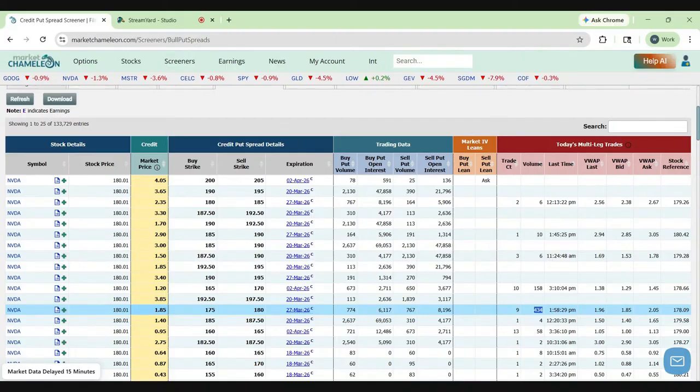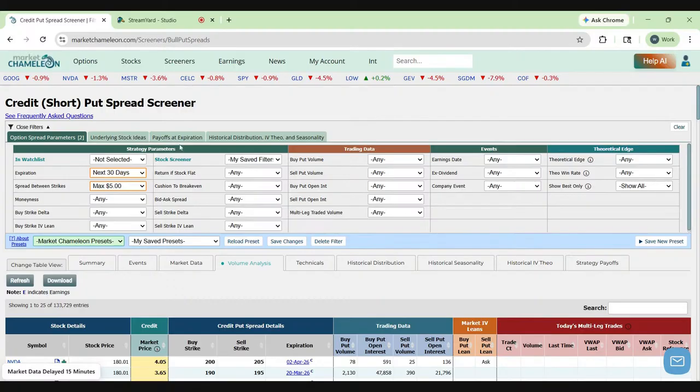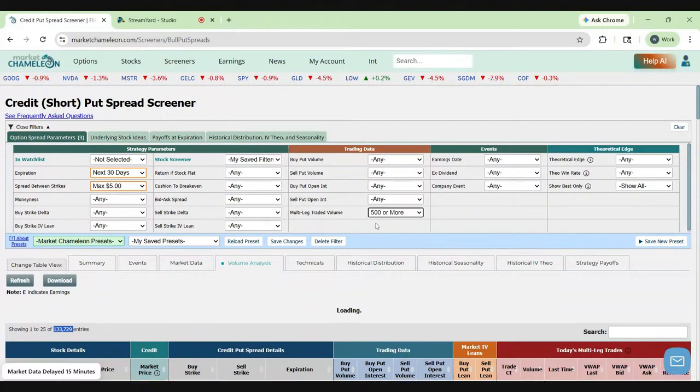To narrow this down, we could use our filters above. We'll go up here, and we have this trade data, multi-leg traded volume. Let's say we want to look for spreads that had at least 100 contracts in total traded, or maybe let's do 500, so at least 500. What we want to do is narrow these down from 133,000 to a lower number of candidates to analyze. So we're going to say at least 500 or more contracts, and I'm going to click on that.